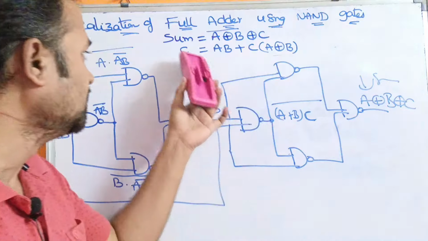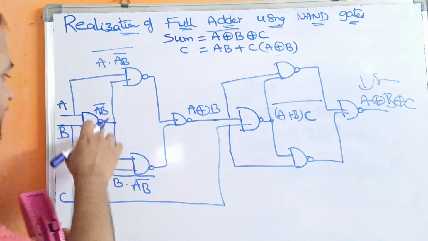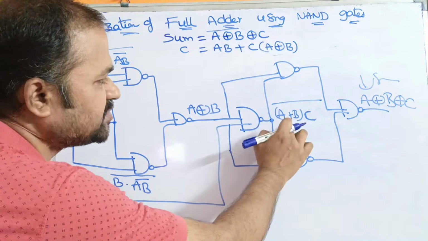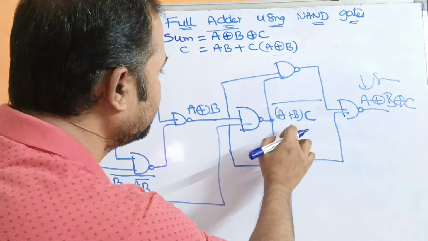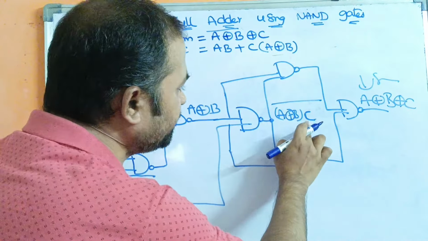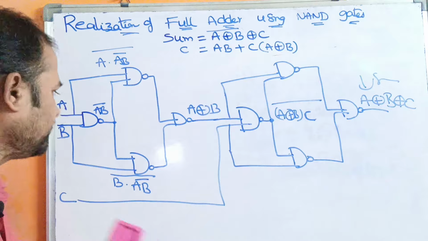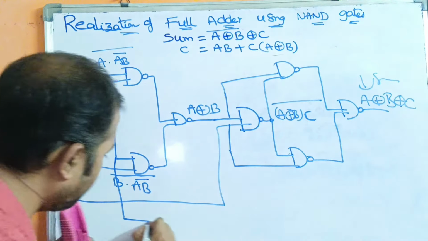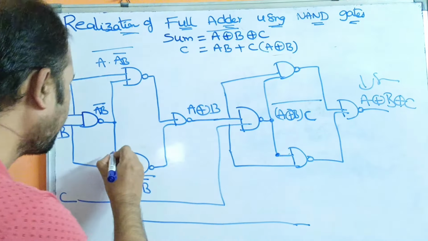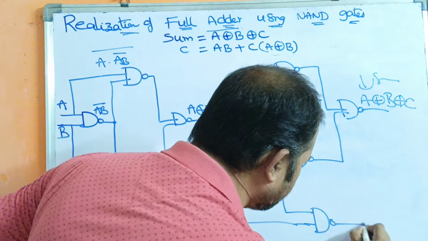Now we have to draw the carry. What is the formula for carry? AB plus C into A exclusive OR B. Here this NAND gate is producing AB bar as the output, whereas this is A exclusive OR B, and this NAND gate produces A exclusive OR B into C bar. So if we supply those two as the inputs to another NAND gate, then it will produce the output. So we have to pass AB whole bar as well as A exclusive OR B into C bar as the input to another NAND gate. So this will produce the carry.